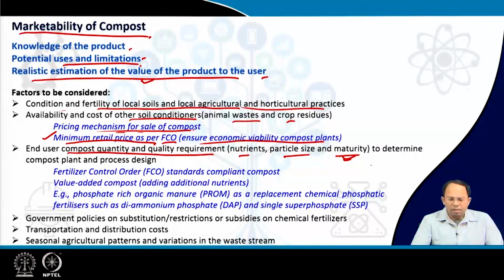And so, this determines what people want. Based on that, we should design our compost plant and the processes that we adopt within that plant. So, the design of the plant is based on the need for the compost quality. There are standards which are set up by the Fertilizer Control Order. Even the Solid Waste Management Rules give us certain standards. Now, the Fertilizer Control Order standards are usually for agricultural purposes, whereas the Solid Waste Management Rules give us standards for compost as a soil conditioner.